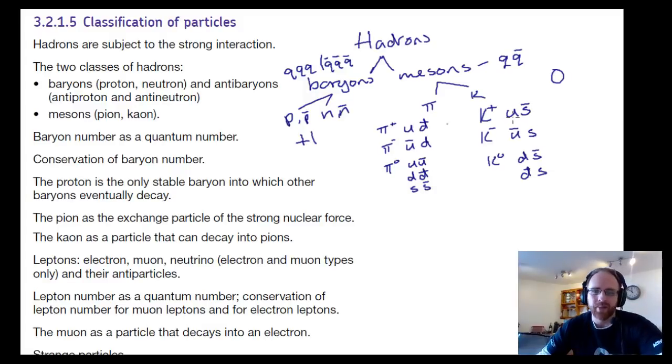So baryons have a baryon number. Antibaryons have a negative baryon number. Mesons, leptons, anything else does not have a baryon number. And baryon number must be conserved. Baryon number must be conserved.